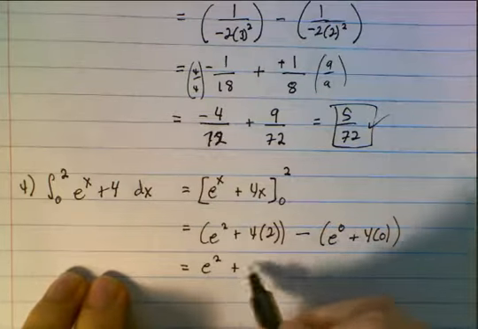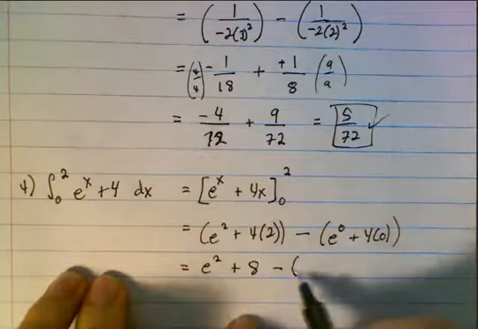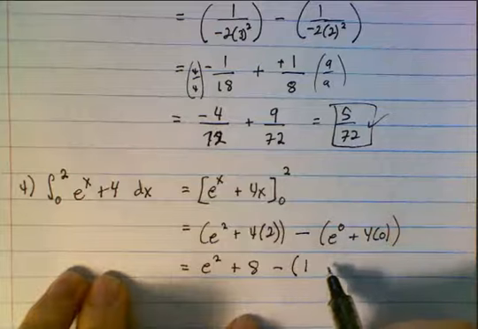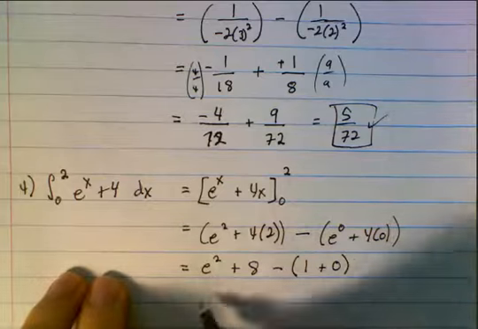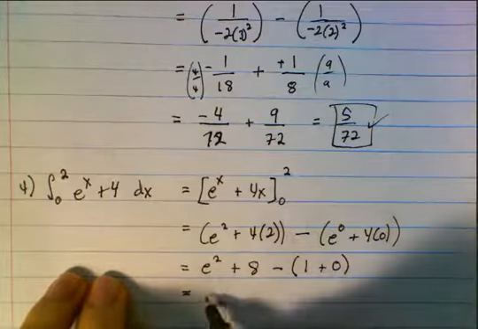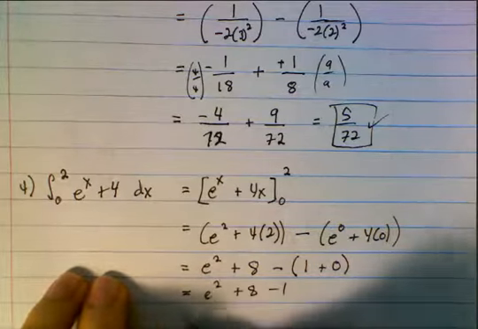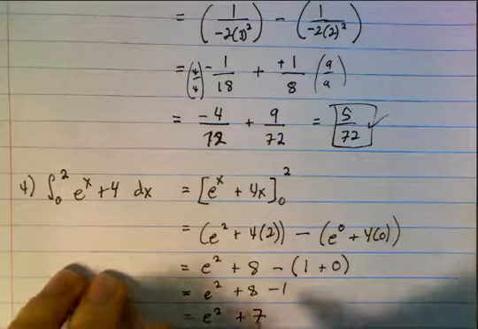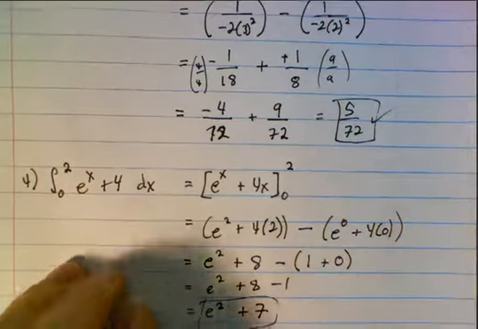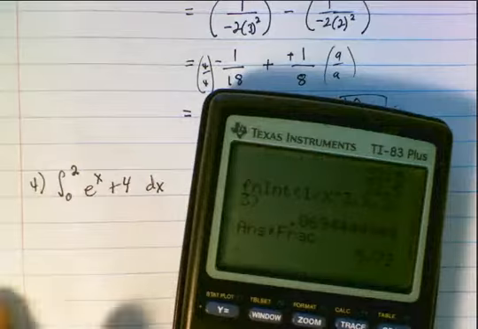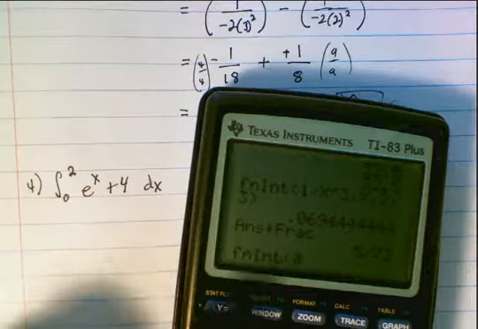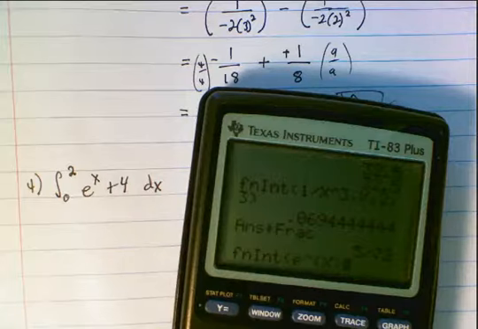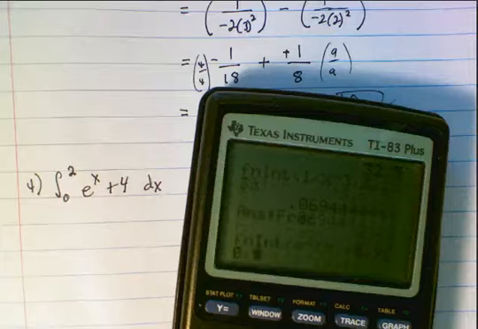So we have e squared plus 8 minus anything to the 0 power is 1. 4 times 0 is 0. Make sure you distribute that negative, although the 0 goes away. Check it. e to the x plus 4, comma, x, comma, 0, comma, 2.